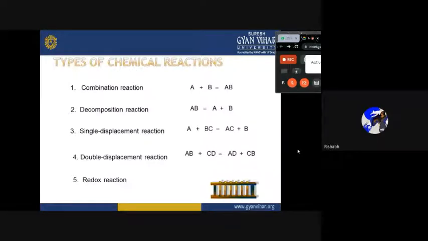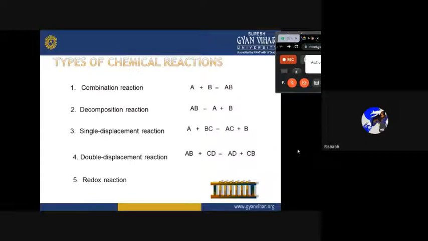Now there are different types of chemical reactions. One is combination reaction. Here two elements react and combine to form a product or a molecule containing both the elements in the reactant side. Then comes your decomposition reaction. Now this reaction results in the splitting of a compound to its constituent element.